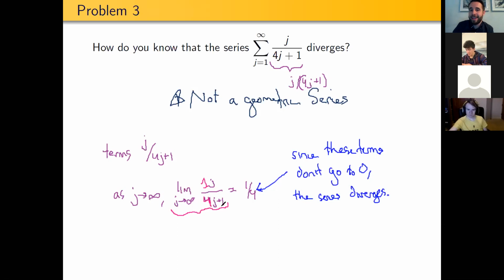But if we're uncomfortable with that, the other way that we can think about this is to use our old friend L'Hopital, right? This is L'Hopital's rule. As j goes to infinity, this could be thought of as infinity divided by infinity. Then I could take the j derivative of the numerator and the denominator: the j derivative of 1j is just 1, the j derivative of 4j plus 1 is just 4, and so this becomes 1/4. So we can also use L'Hopital's rule here.